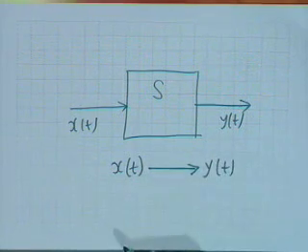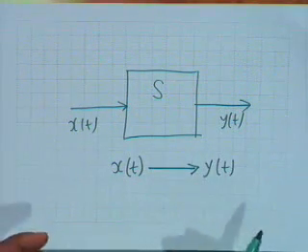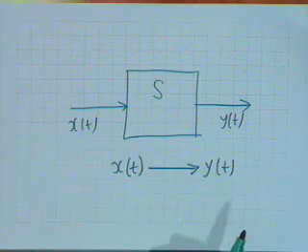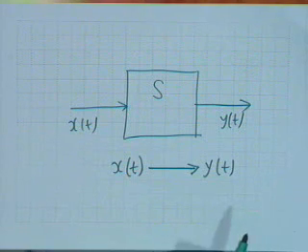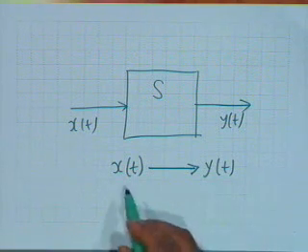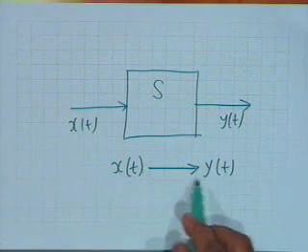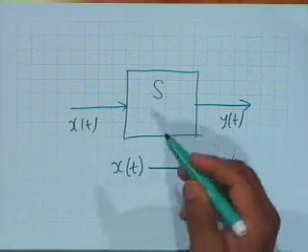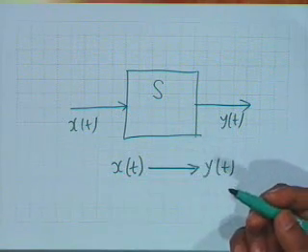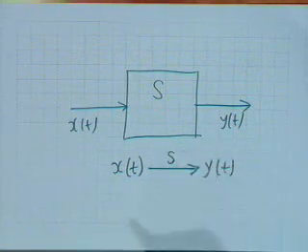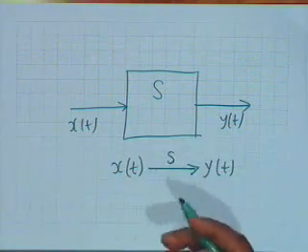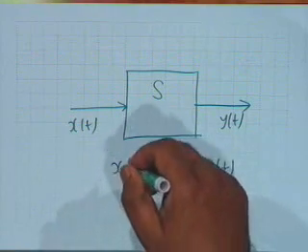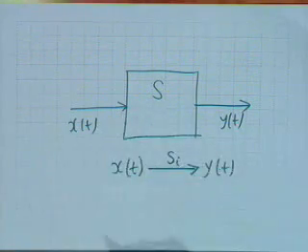So, for any system S, the symbolic notation in terms of mathematical symbols can be written like x of t, and it is read as x of t produces y of t. And if you want to denote the system, then you write an S here. For example, it could be the ith system, which produces y of t from x of t.